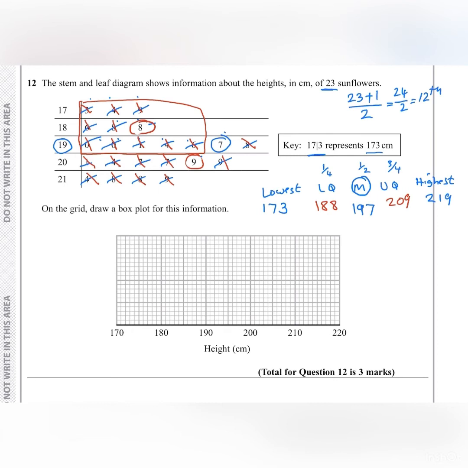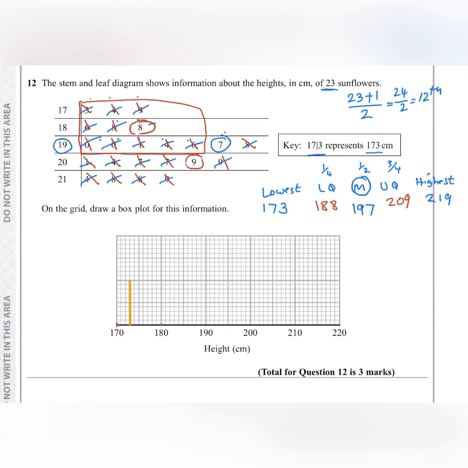Okay, so let's plot that in. How we plot this is, the lowest value is 173. If you check your stem and leaf diagram, 10 squares represent 10 units, so a nice and simple scale. Each square represents 1 unit. So we can draw out the lowest value, 173. It doesn't matter how high the line is, as long as it's at the right place.